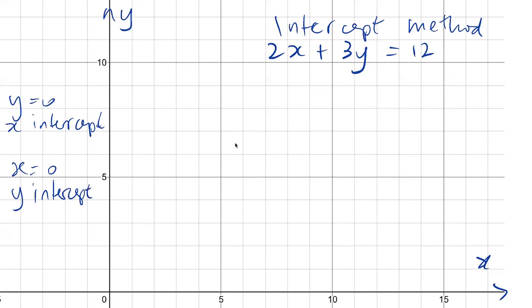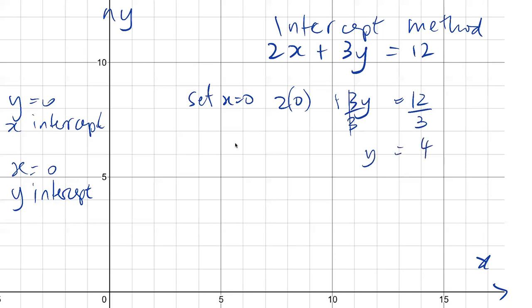We'll go ahead and find the y-intercept by setting x equal to 0. That gives me 2 times 0 plus 3y is equal to 12. Obviously 2 times 0 is 0, so I'm left with just 3y is equal to 12. We divide both sides by 3, and 12 divided by 3 is 4. So I've got a y-intercept of 4. We can put that on, counting squares, that's 4 there, and I've got my y-intercept.